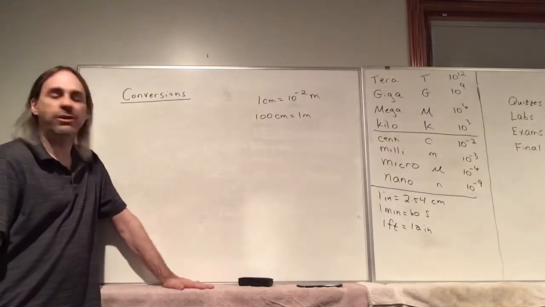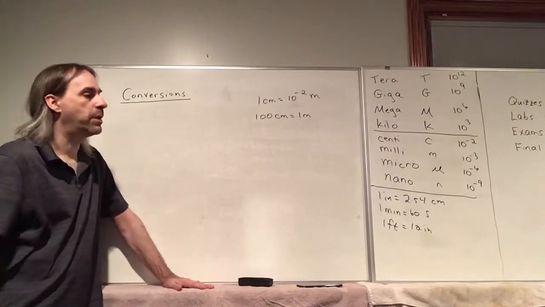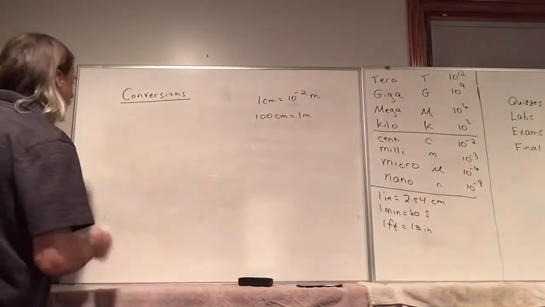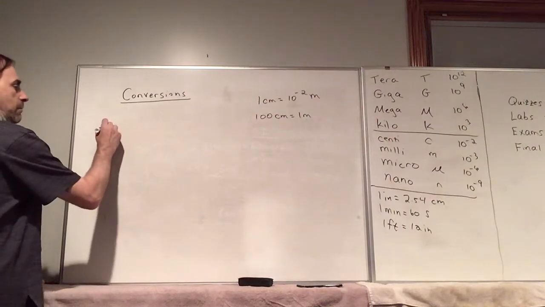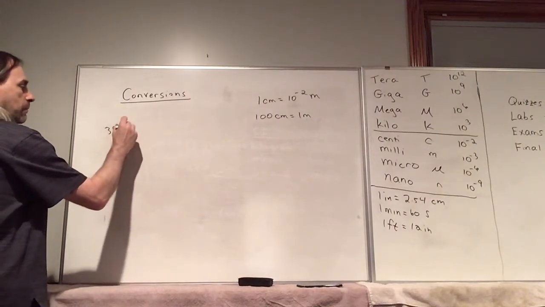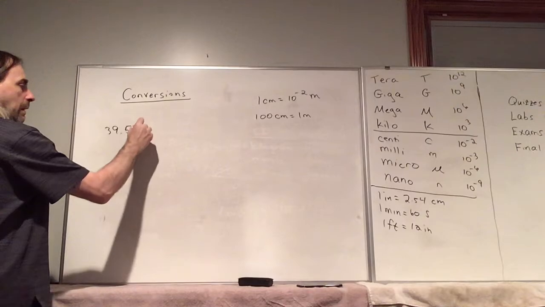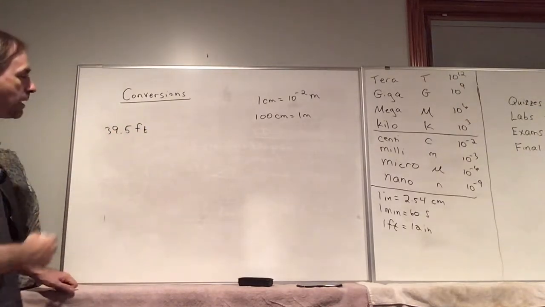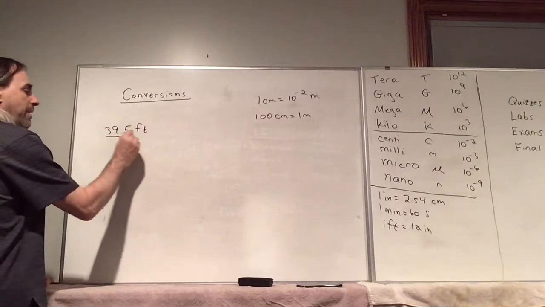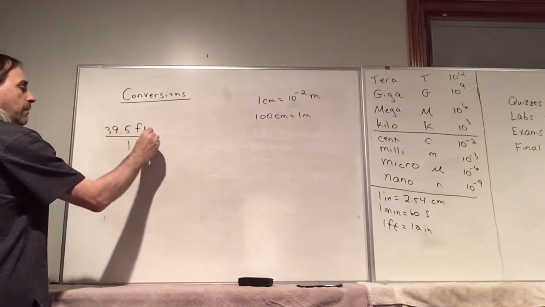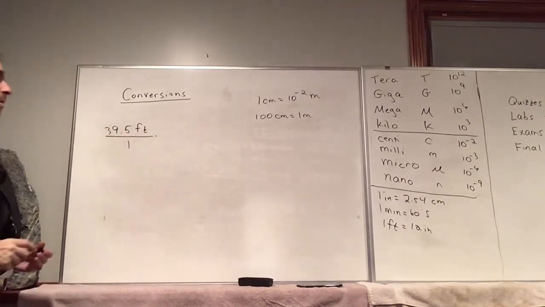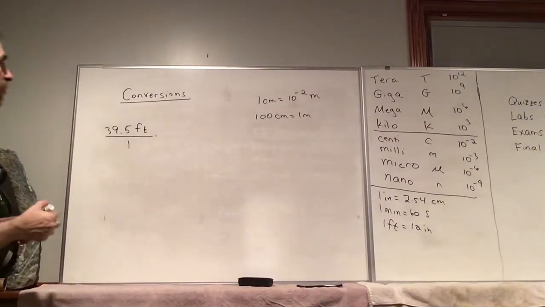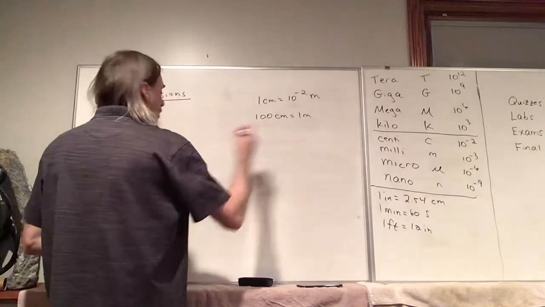Now, first we'll do a very simple calculation. Let's say 39.5 feet, how many meters is that? So we need to convert. Now, what I like to do is draw this as a fraction. So 39.5 feet just over 1. And we want to convert this to meters.